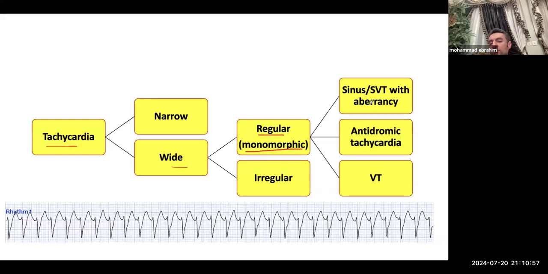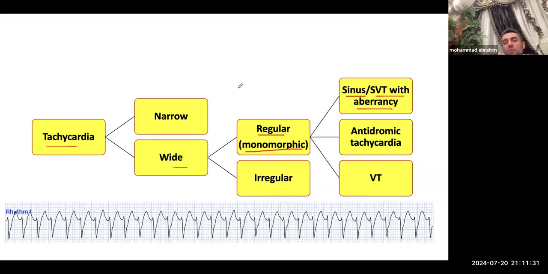Then you have a differential. Now it's a little bit complicated. Dr. Ahmed, mashallah, already said a couple of things. You could be in sinus tachycardia with aberrant conduction or a baseline bundle branch block QRS. Or you could be in SVT with aberrancy, which I will explain in a second. Or you could be in something called antidromic tachycardia or VT.